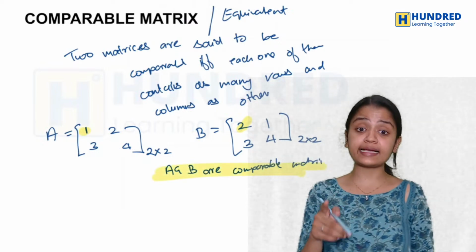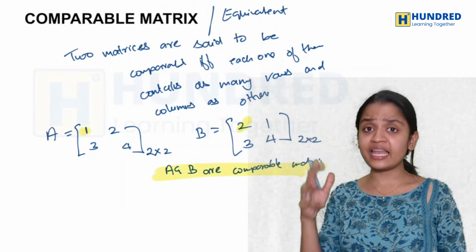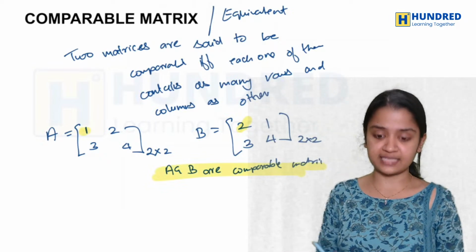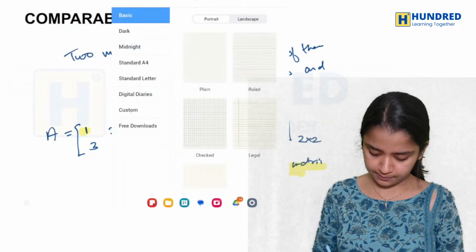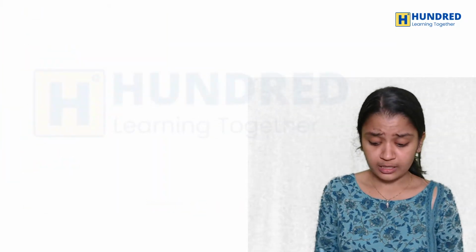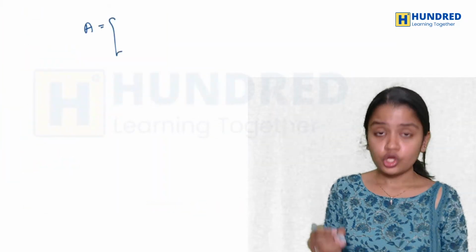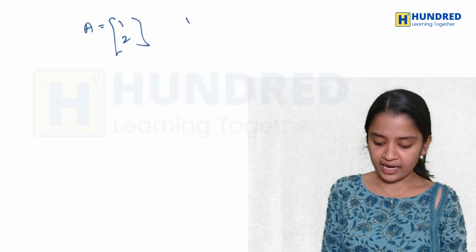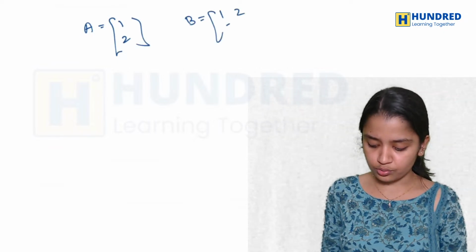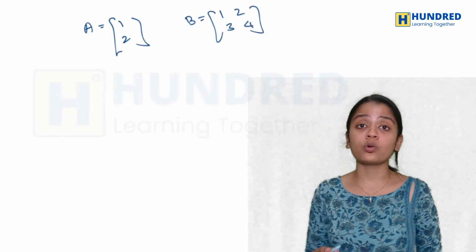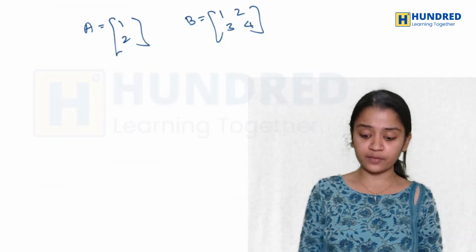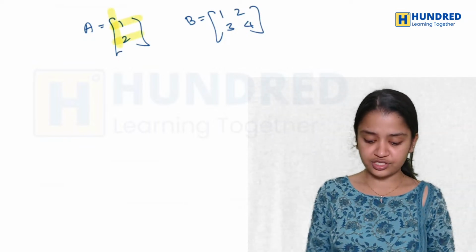Now let's quickly see a contradictory example. For example, A is equal to 1 and 2, and B is equal to 1 2 3 4. Look at A. What is the order of A? You'll be having 2 rows and just 1 column.